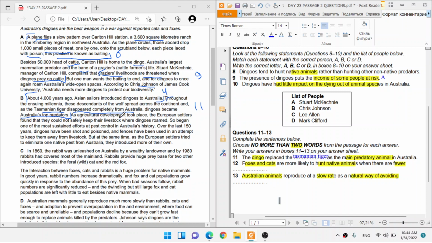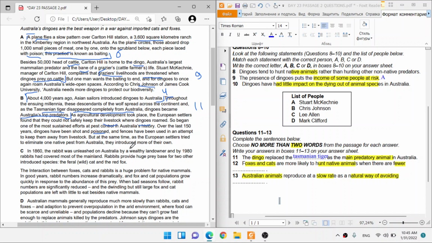As agriculture developed, European settlers found they could not safely keep their livestock where dingoes roamed. Obviously, livestock could not be kept because there are dingoes. So it began one of the most sustained efforts at pest control in history. Over the last 450 years, dingoes have been shot, poisoned, and fences have been used in an attempt to keep them away from livestock.